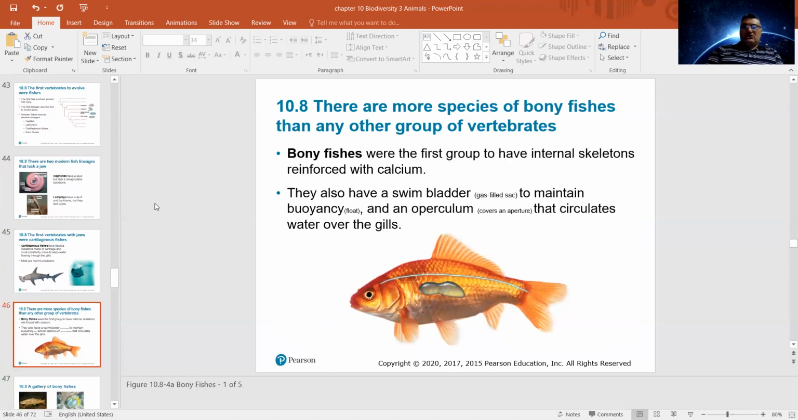Next is the bony fishes. Instead of having cartilage as an endoskeleton, these ones have actual bone, strong, calcified. They have calcium. When you add calcium to the cartilage, it will change into bone, which is a lot harder. The bony fishes are the first fishes to have an internal skeleton that's actually hard, a bony skeleton.